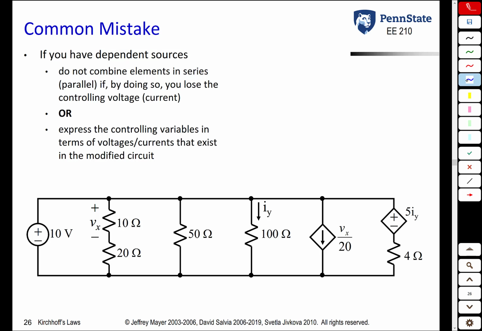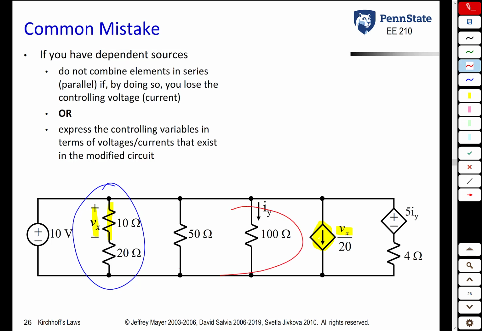So if you look at this example here, we have two resistors in series, and you may be inclined to combine them into a single 30 ohm resistor. There's a problem, however. If you look on the right here, we have a voltage-controlled current source that is dependent upon the voltage specifically across this 10 ohm resistor. If you combine that 10 ohm resistor in series with the 20 ohm resistor, you no longer have this variable Vx, and that's going to make it harder to analyze this circuit.